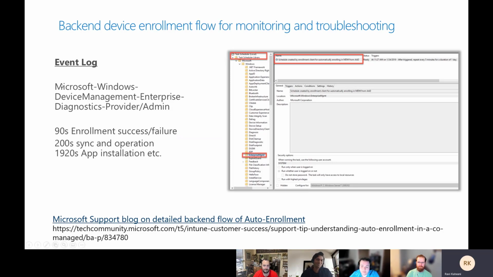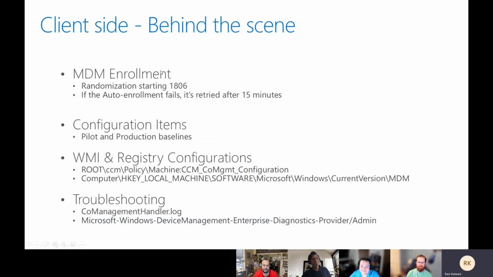Yes, Jake, it is event viewer, but okay. So behind the scenes, what happens? I've already talked about the randomization. Talked about the pilot and production baselines. This is just for information on where exactly does the information go in the WMI and registry, and the log that you're going to use and the event viewer location that you're going to need to troubleshoot and monitor information.